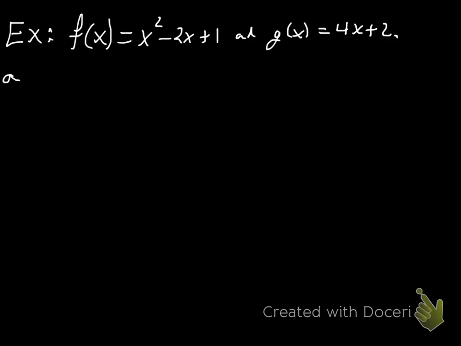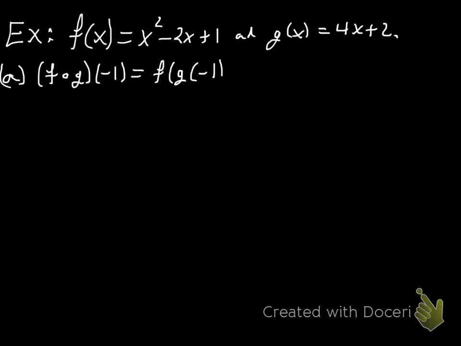I'm going to give you 2 functions: a polynomial and a linear. Then I'm going to ask you to find f composed with g of -1. What we're going to do is plug -1 into the g function, and that's going to give us a number. Then we're going to take that answer and plug it into f, and we're going to get a new answer. Okay.